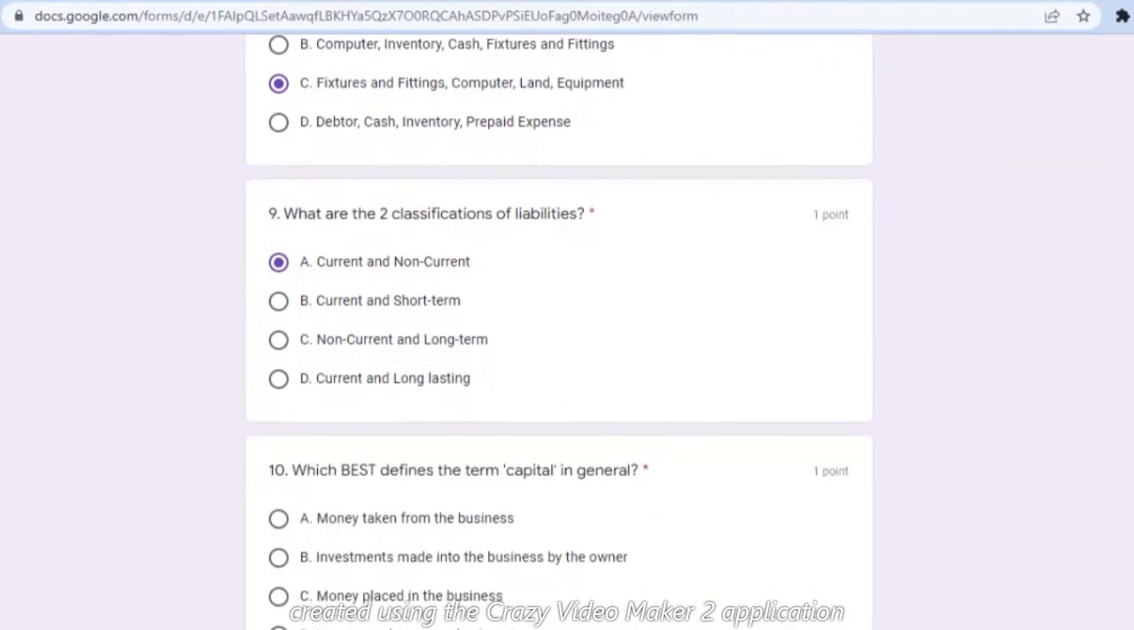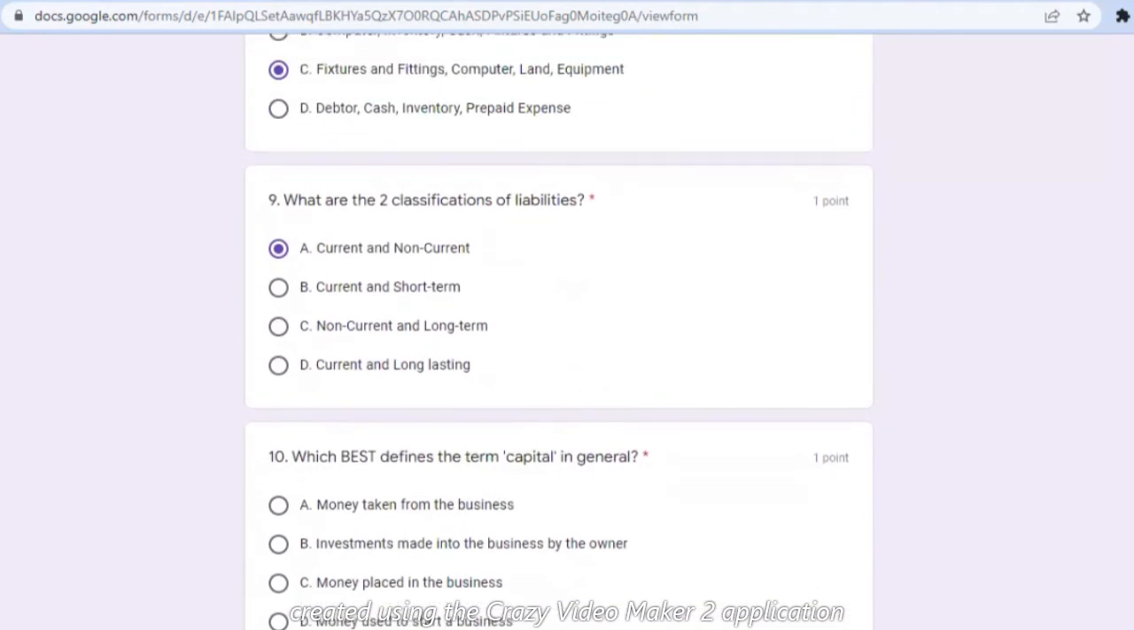When I get a paired question, I actually say what makes sense. All right, question 15, multiple choice. Which best defines the term capital in general? In the general sense, what does capital refer to? Money taken from the business? No. Investments made into the business by its owner?